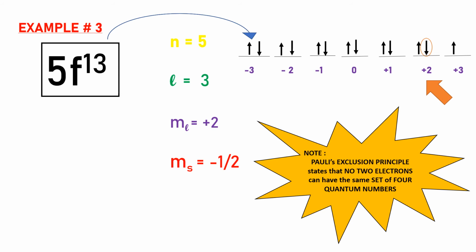Because according to Pauli's exclusion principle, it states that no two electrons can have the same set of 4 quantum numbers. So bear that in your mind. See that these 4 quantum numbers are different when it comes to their electrons. So that's it.